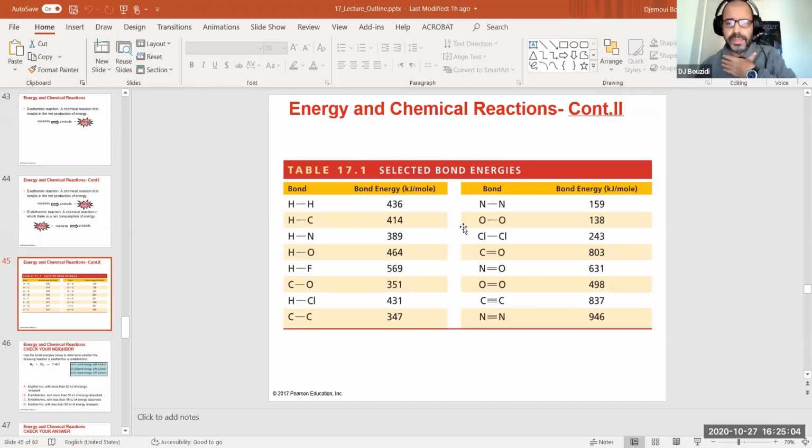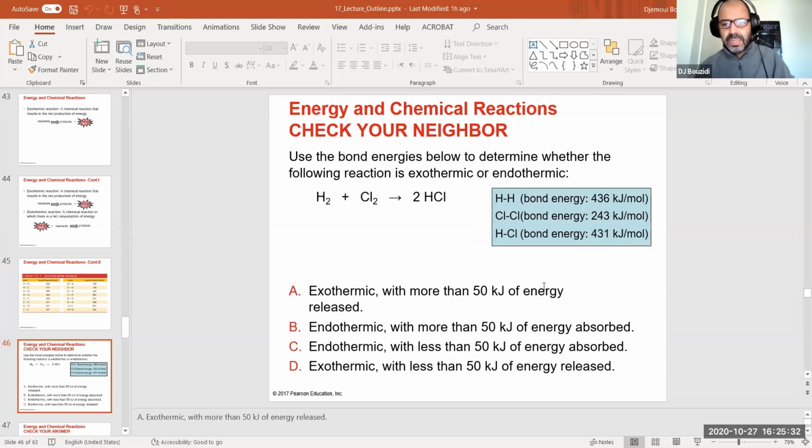Hydrogen-hydrogen bond has a bonding energy of 436 kilojoules per mole. And you follow the table here, for example, hydrogen-carbon, hydrogen-nitrogen, hydrogen-oxygen, hydrogen-fluorine, and so on and so forth. So you do the same thing here and follow the table to find the numbers that are needed for this reaction, which ones are required. And you come and analyze this reaction, for example.